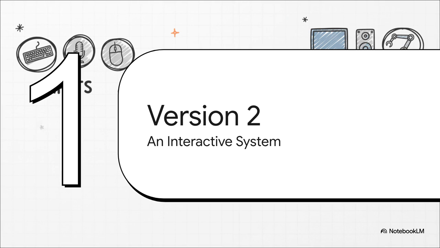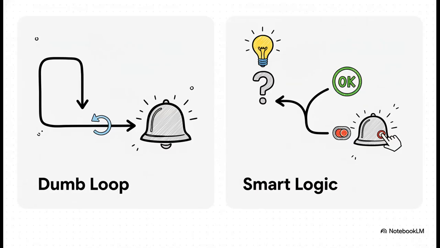This brings us to version 2, a system that's truly interactive, one that can actually sense, decide, and then react. You can actually see the upgrade right here in the code. On the left, our old dumb loop just used a for loop, basically forcing the alarm to go off no matter what. But look at the right. Our new smart logic uses something called an if/else statement. This is huge. This is a decision-making tool. It tells the Arduino to ask a question. Is that sensor being pressed right now?